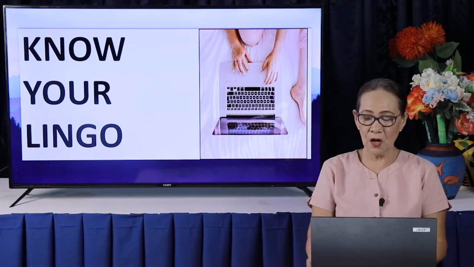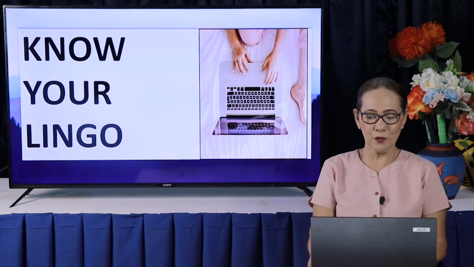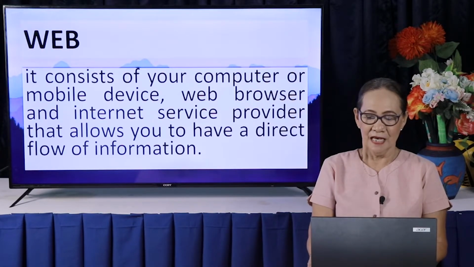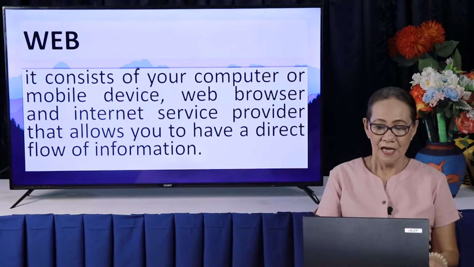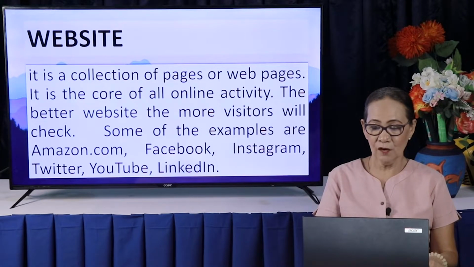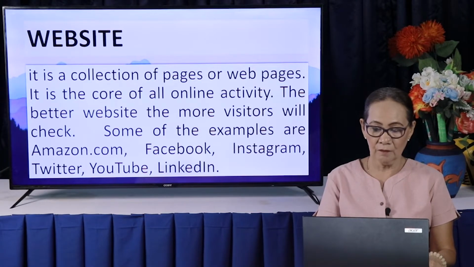This time, let's know our lingo. First in the list is web. It consists of your computer or mobile device, web browser, and internet service provider that allows you to have a direct flow of information. Next is website. It is a collection of pages or web pages. It is the core of all online activity. The better the website, the more visitors will check. Some of the examples are Amazon.com, Facebook, Instagram, Twitter, YouTube, LinkedIn.